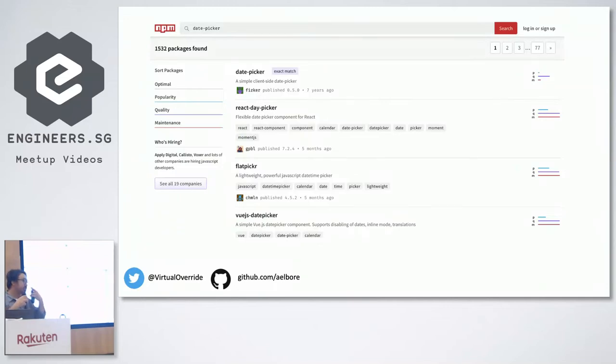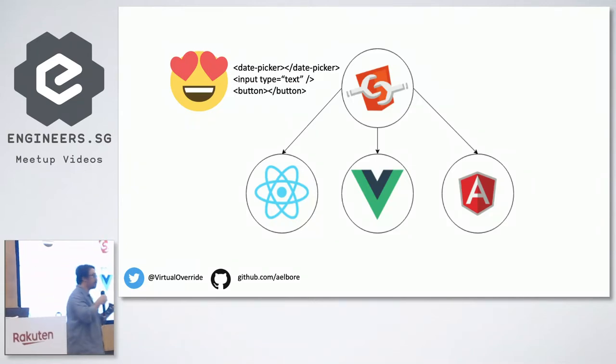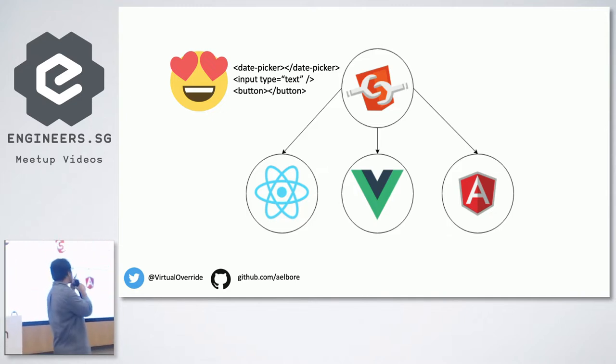And then when I tried to search for date picker in NPM, I found 1,532 packages. So there are packages for React, packages for Vue.js, and packages for anything. So what if our date picker has the same functionality, with an input and a button? So we can place this in our React, we can reuse it in Vue.js, and then everyone is happy, right?